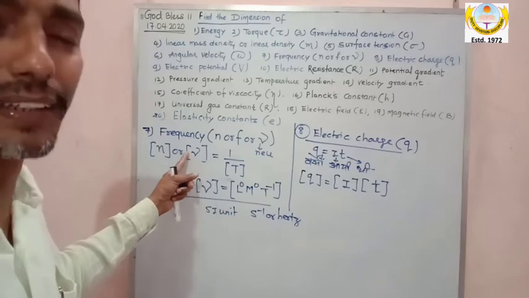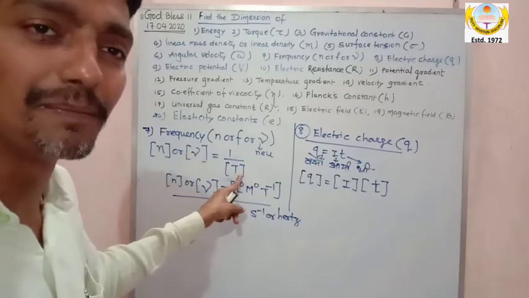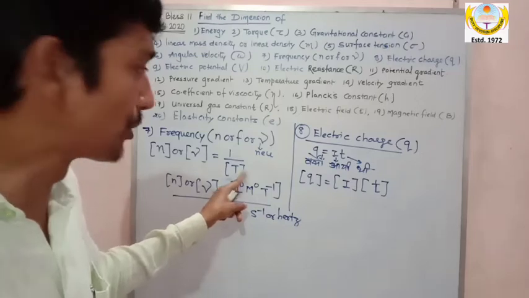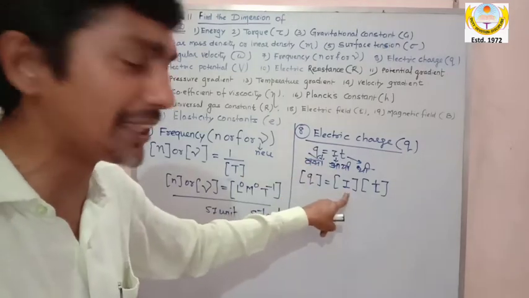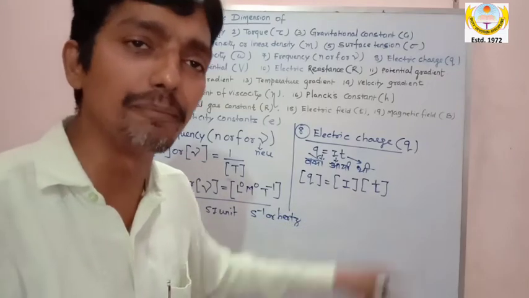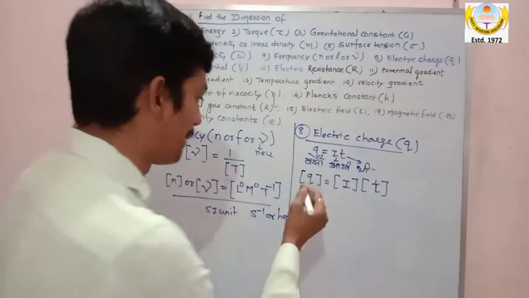Frequency is which quantity? Derived quantity. It is derived from time. And time is which quantity? Fundamental. So here also charge is a derived quantity, which is derived from two fundamental quantities, named electric current and time. So now my dear, what is the dimension of charge?